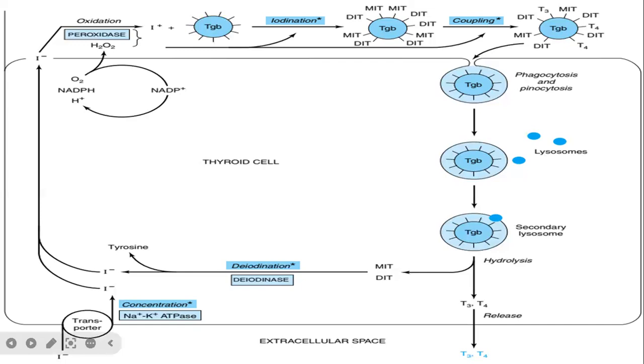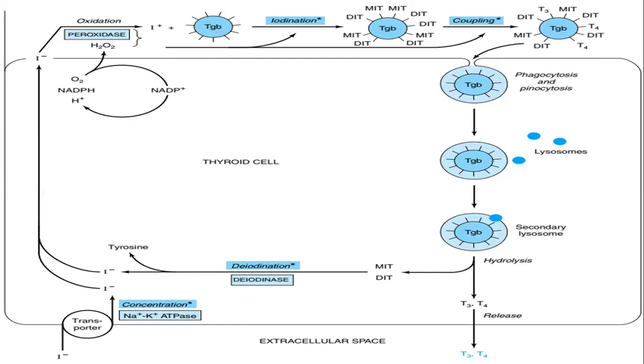And this step is called iodination. In the next step, we have what we call coupling, where two diiodotyrosine will come together to give tetraiodotyrosine, which is one of the thyroid hormones we talked about. And then we have diiodotyrosine also combining with one of the monoiodotyrosine to form triiodotyrosine, which is the other thyroid hormone we talk about. And all this takes place in the parafollicular cells outside the thyroid cells.